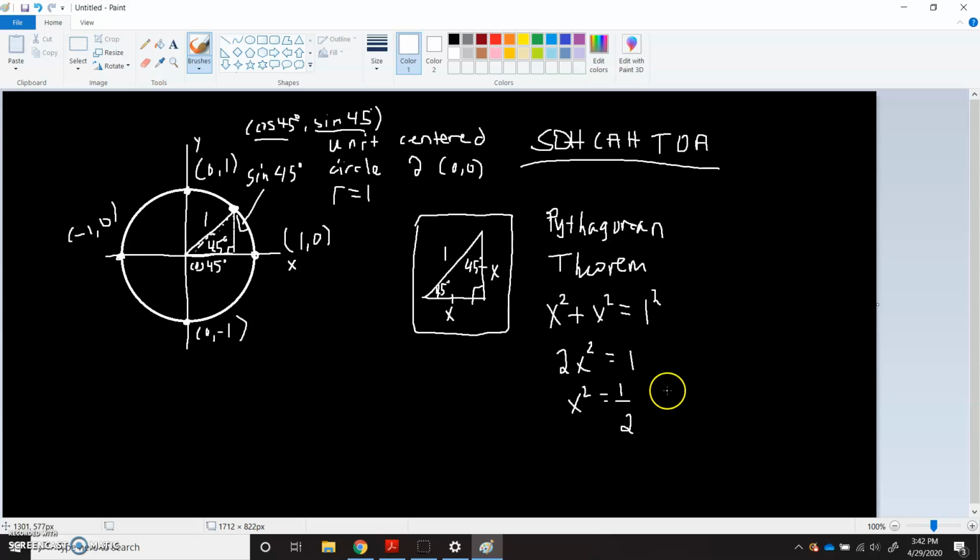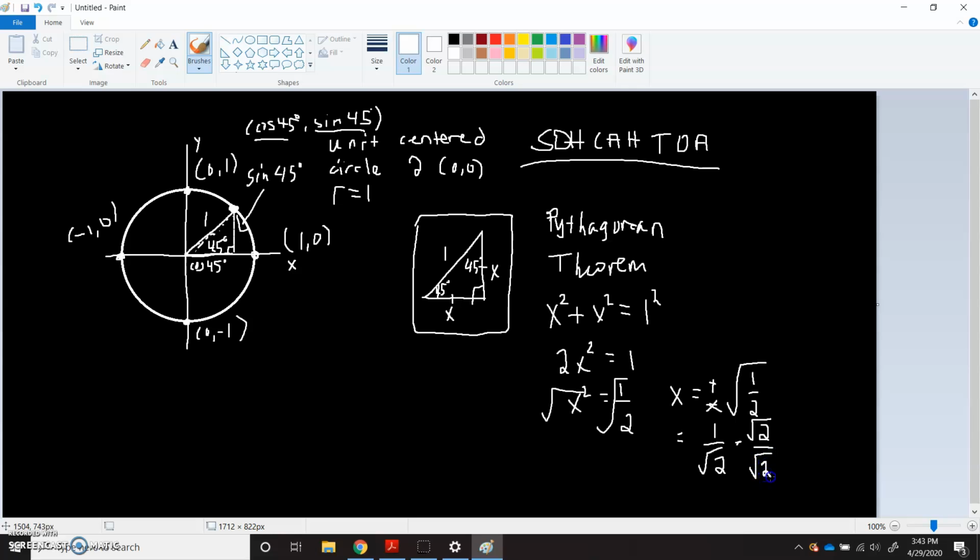Taking the square root of both sides leaves us with x equals, well, really we should have plus or minus the square root of 1 over 2. But because we are working in the first quadrant here, we can just disregard the minus. We'll just work with the plus here. And notice if you take the square root of 1, you just get 1. You take the square root of 2. There's no really better way to write this except for maybe rationalizing the denominator.